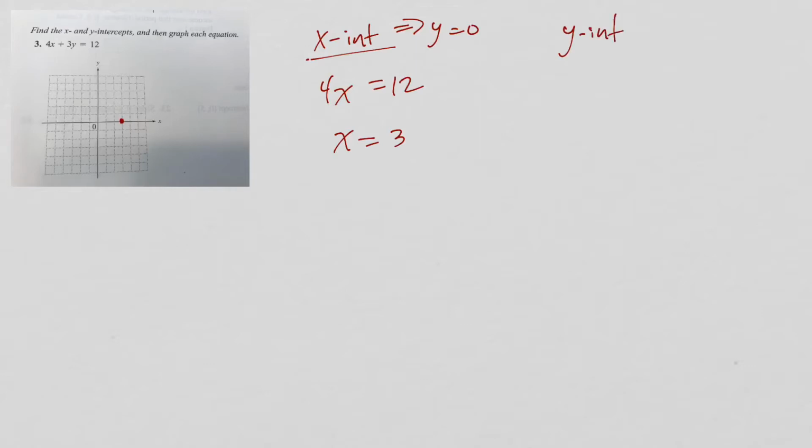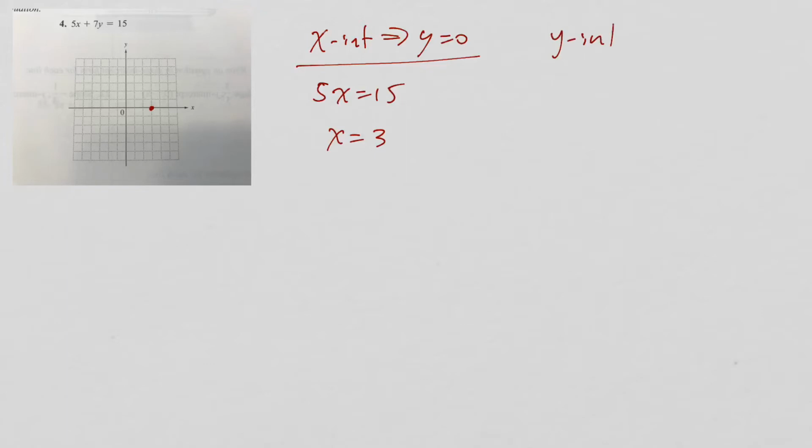Okay, if you're going to use the intercept method, to find the x-intercept, you set the y equal to 0. So you have 4x equals 12, so x equals 3. That's the x-intercept. To find the y-intercept, you set the x equal to 0. So you would have 3y equals 12, so y equals 4. And that's 1, 2, 3, 4. That's the y-intercept. So you could graph like that.